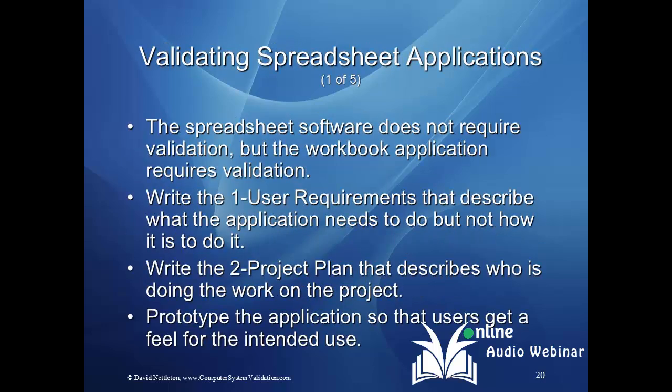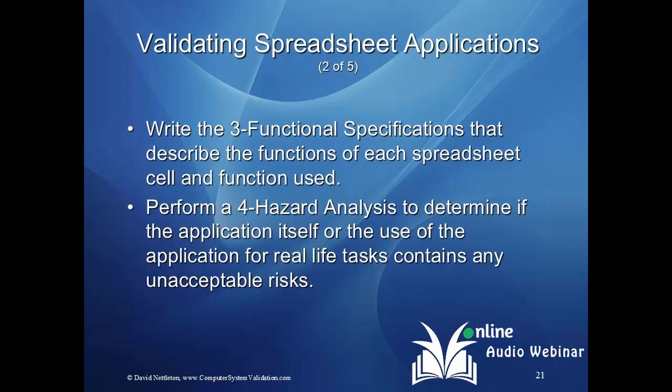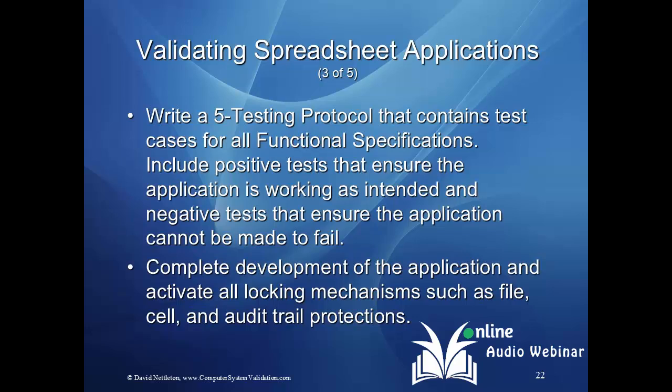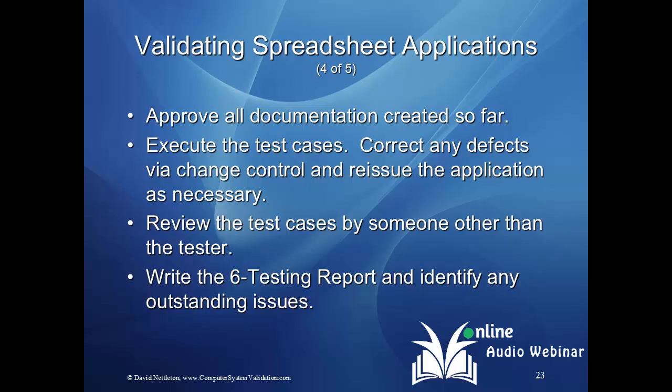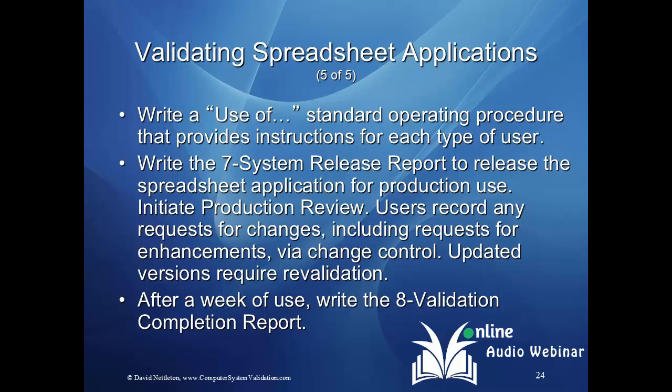How do you validate a spreadsheet application? Well, the spreadsheet software Excel does not require validation, but the workbook application does. The application is being developed, and then we write a functional spec. Number 5, we write our test protocol, which is primarily test cases. We have positive and negative tests, and we want to make sure that all of the automatic mitigations are being done. Approve all the documents created so far. So you're going to create those documents, and now you're approving them so that you can now execute the test cases. Write a use SOP that provides instructions for each type of user.